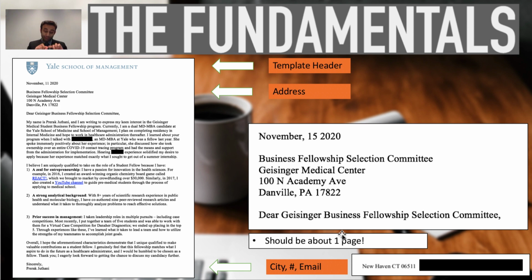And again, as I said, at the bottom, the footer of the letter should include the city that you're writing from, your phone number, as well as email, in the off chance that they look at the letter and want to follow up with you about something, which is usually a good sign.